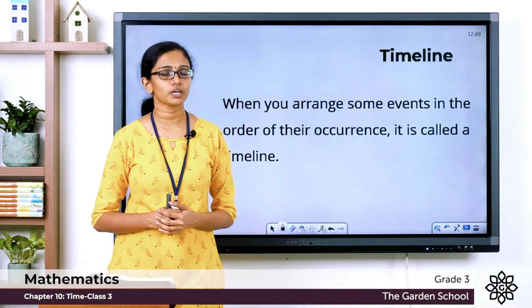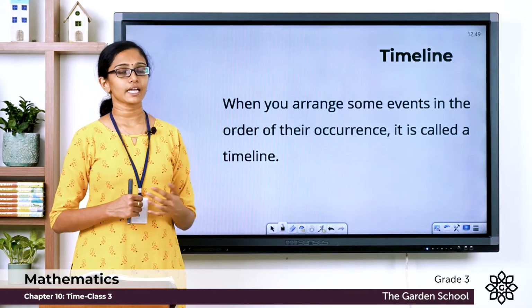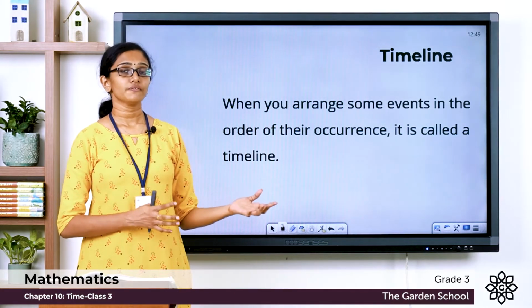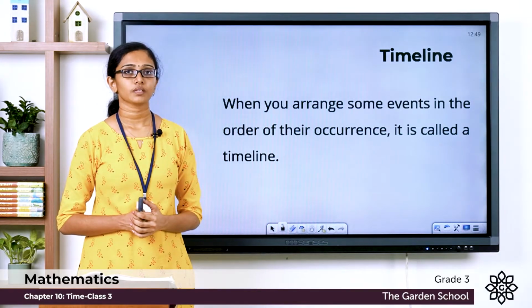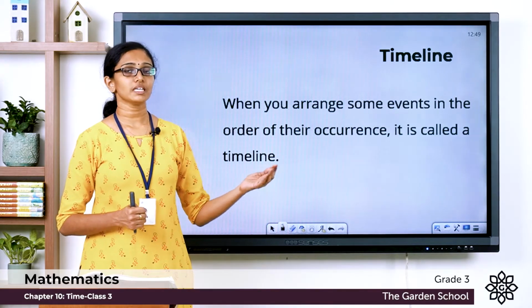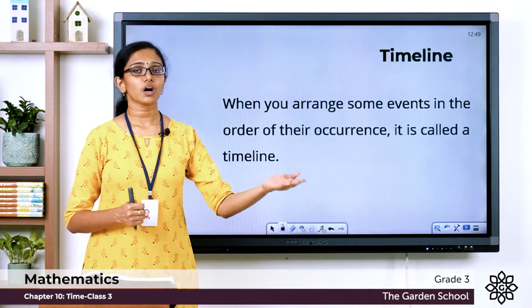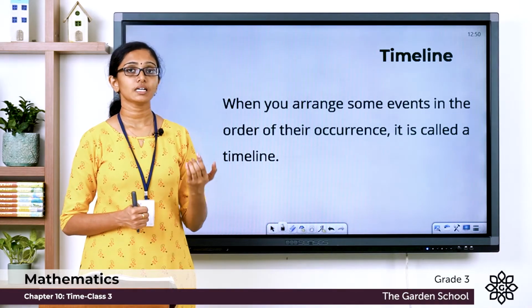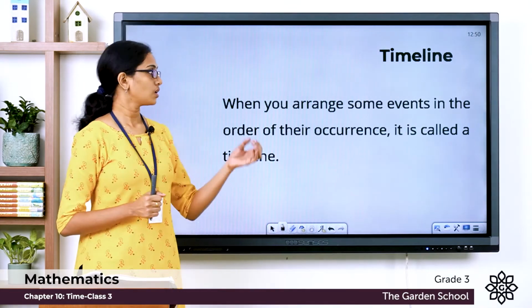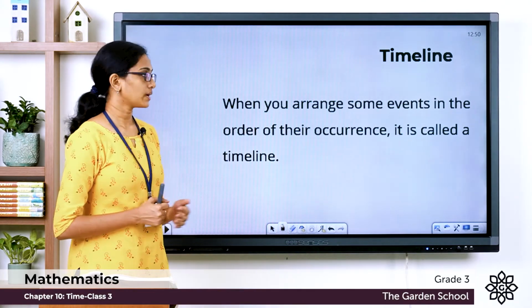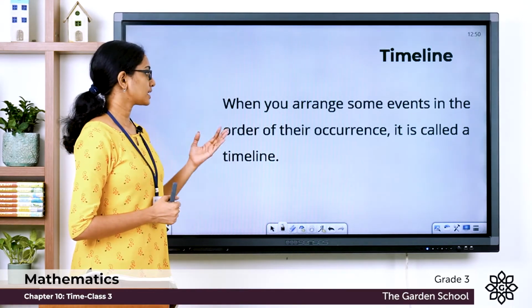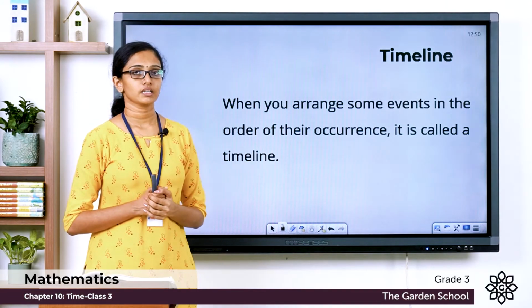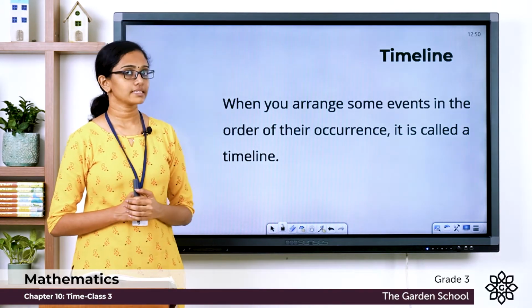You might have heard this word before. What do you mean by a timeline? When you have a few events taking place, and you arrange these events in the order of their occurrence, you call that a timeline. So when you arrange some events in the order of their occurrence, it is called a timeline. I'll tell you a very simple example.